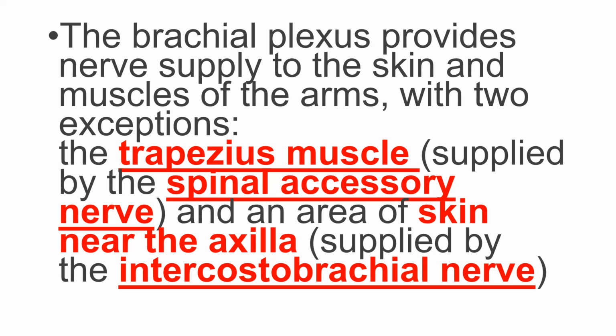If we ask a question, what 2 areas, let's say not muscles, because we cannot specify muscles, skin, what 2 structures are not supplied by the brachial plexus? You should say the trapezius muscle, which is by the spinal accessory nerve, and you should say the skin near the axilla is by the intercostobrachial nerve.